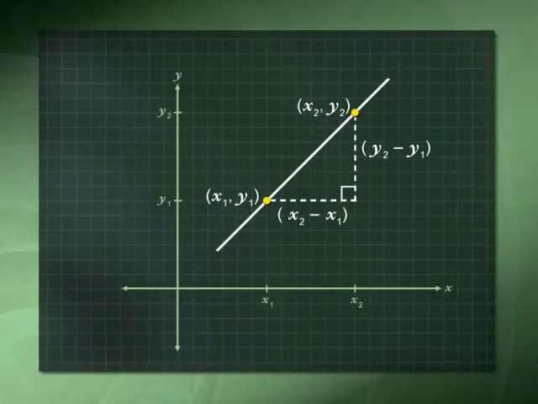And by the way, the order of subtraction is important here. If you're going to use y2 minus y1 in the numerator, make sure you use x2 minus x1 in the denominator, not the other way around. Here's a picture showing our 2 points, x1, y1, and x2, y2. And I've drawn the vertical line and the horizontal line, which reflects the idea of change in y, the vertical distance, divided by change in x.